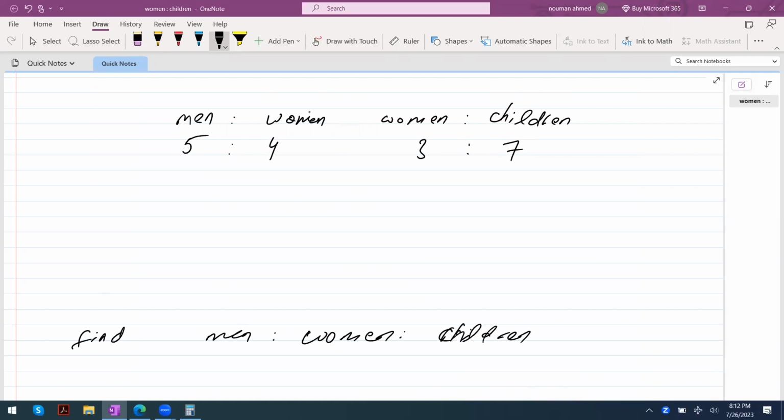So there are two separate ratios. They are not combined yet. We want to combine them. We know that woman is the common thing between them. Woman is the common part. So whatever is common, you make them the same number.